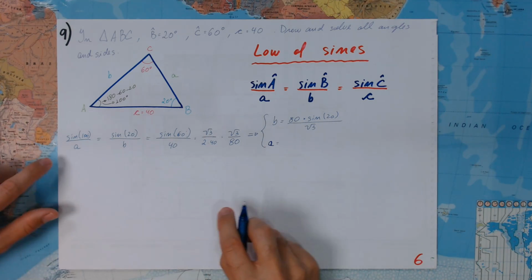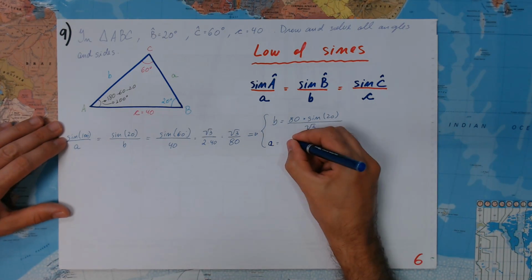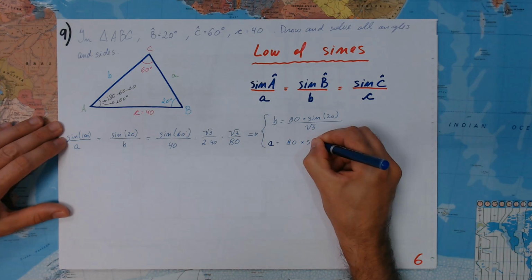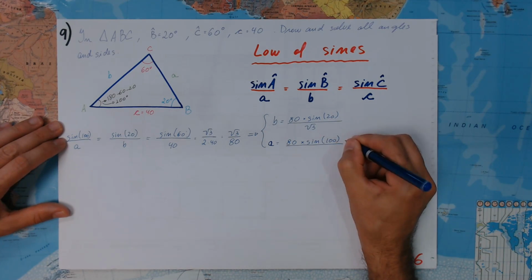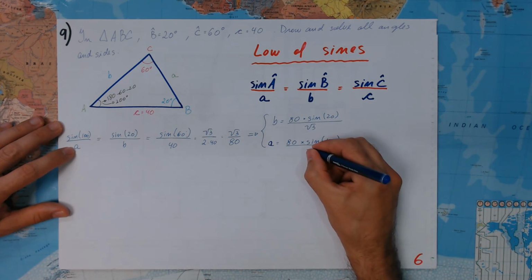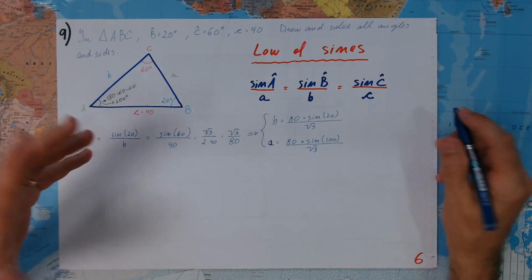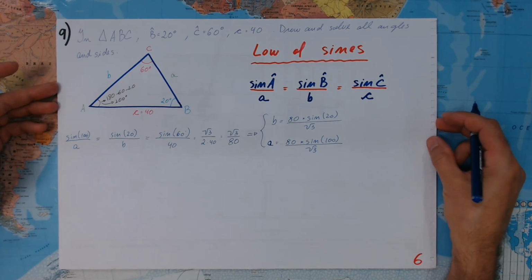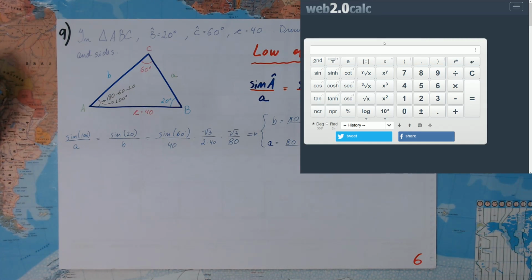A, it is going to be what? It is going to be 80 times the sine of 100 divided by square root of 3. The answer could be given like this, or if you have a calculator, you could use a calculator. Let's just use a calculator in here.